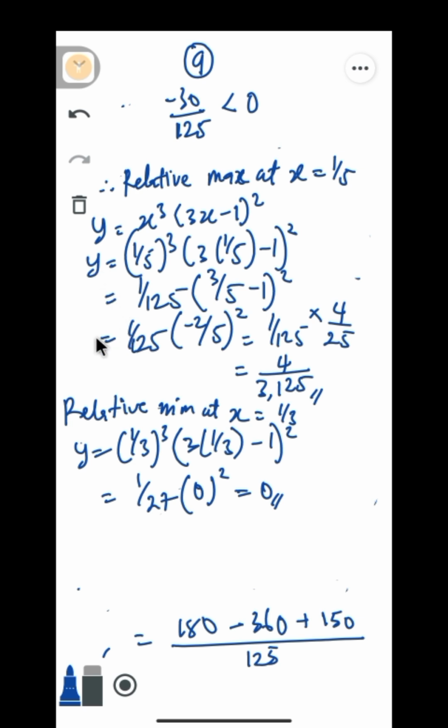Now, this question does not have absolute extrema. It doesn't have an absolute minimum or absolute maximum, because the range of values for x goes from negative infinity to positive infinity.